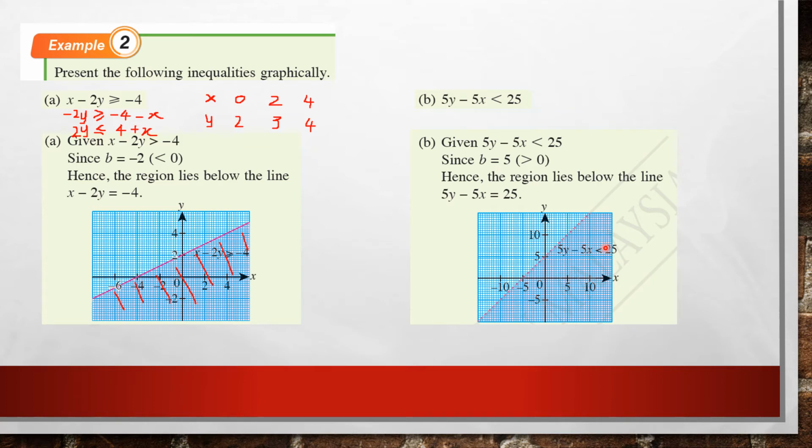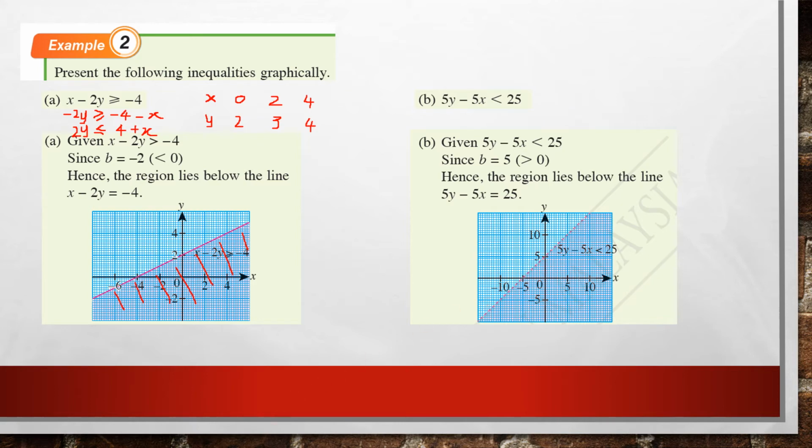Okay, so another method. First, you have to draw a line. Don't forget to draw a line. Here you have to draw a dotted line. Why? Because you don't have an equal sign in your inequalities. When you have an equal sign, you can draw a continuous straight line. But when you don't have an equal sign, you have to draw a dotted line.